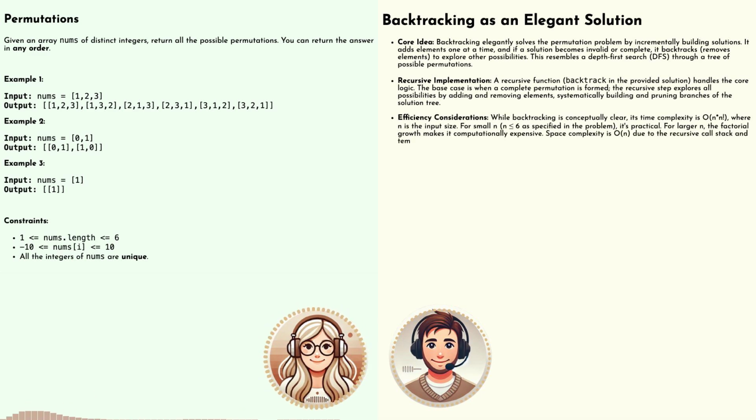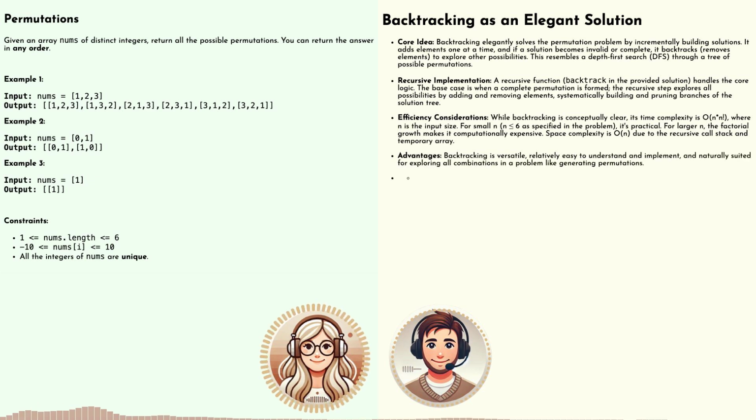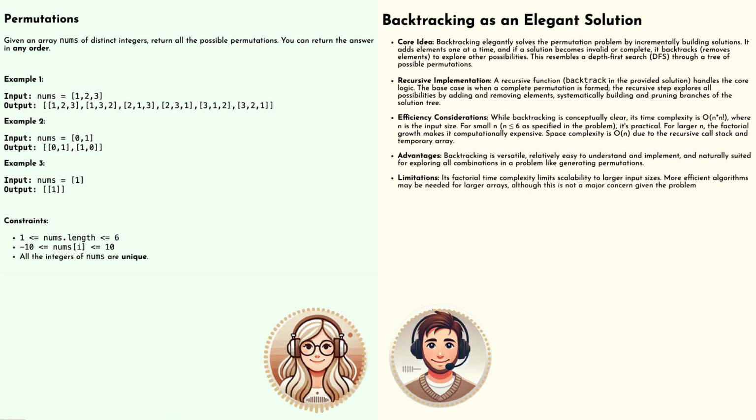Imagine you're exploring a maze, right? You make a choice, you go down one path, and if it leads to a dead end, you have to backtrack to your last decision point. And then you try a different path, and it's a way to systematically explore all the different possibilities. So how does that apply to permutations? I'm having trouble seeing the connection here.